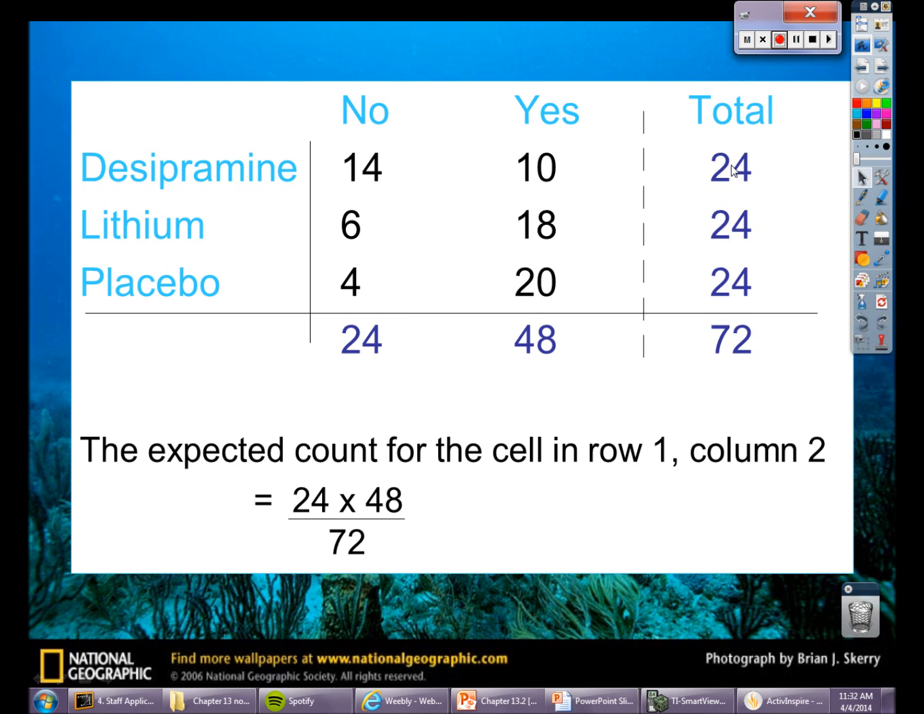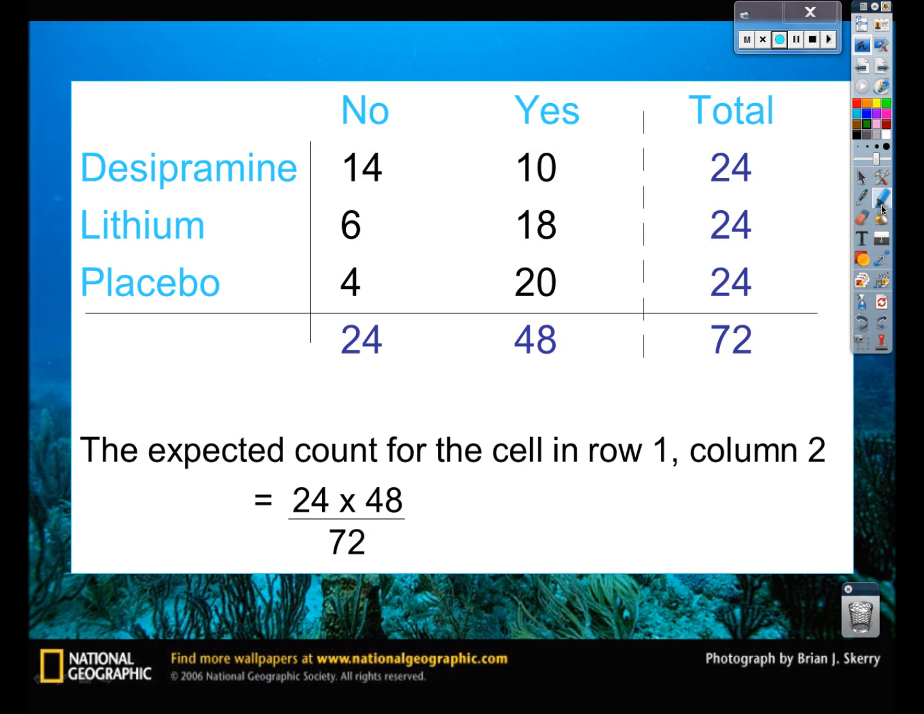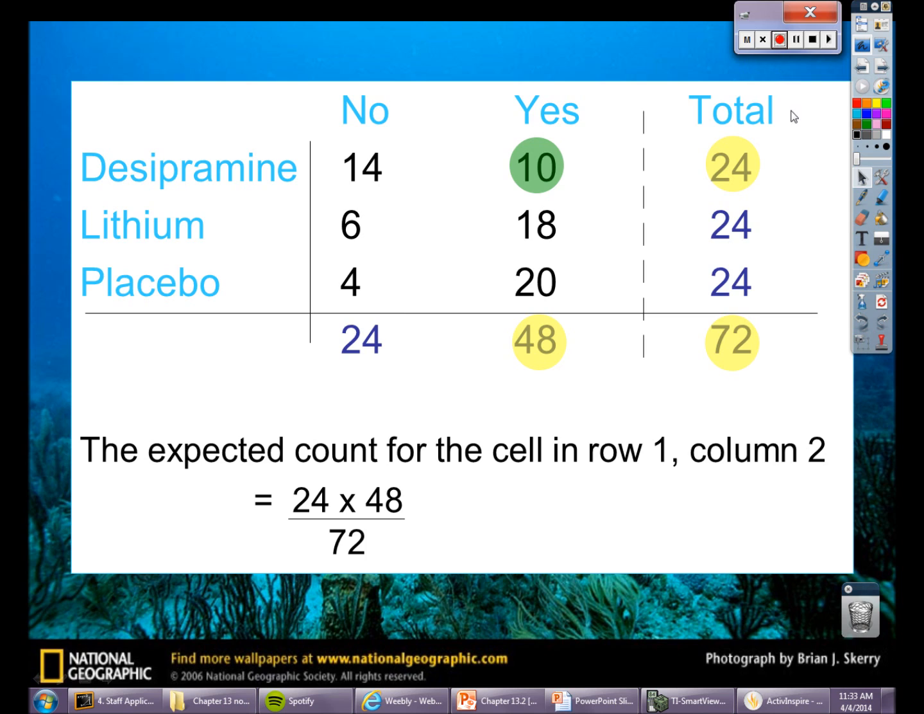To get my first expected count, I take my row total times my column total divided by table total. For example, the expected count for the yeses for desipramine, that's row 1 in column 2. In order to find that expected count, I take my row total, 24, multiply that by my column total, 48, and divide that by my entire total, 72. That has a value of 16. I need to go through this process 5 more times, giving all 6 of my expected counts.